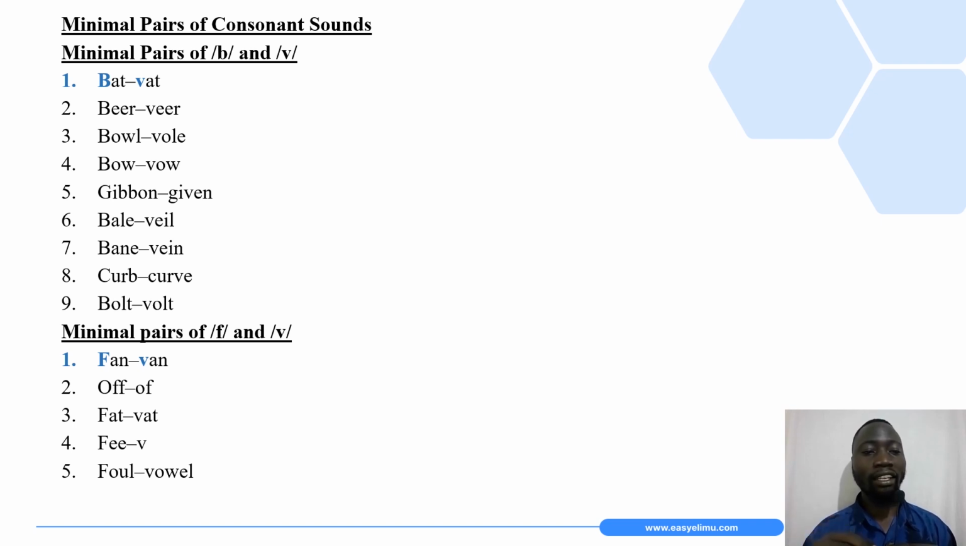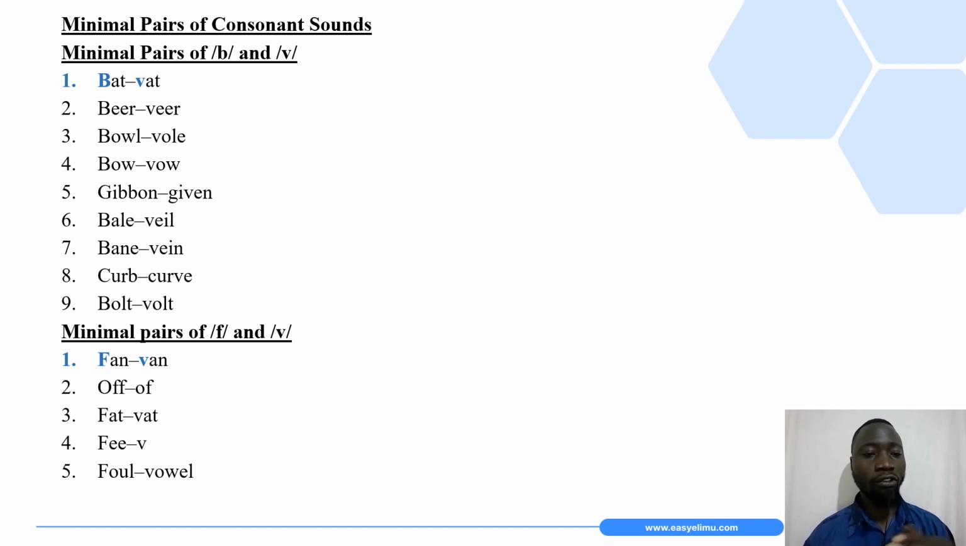So you can see the last B sound in curb and the last V sound that we have in curve. So look at the sound, not the letters. So we have also bolt and volt. Then lastly, bowl and vowel, which is an example that we have mentioned.